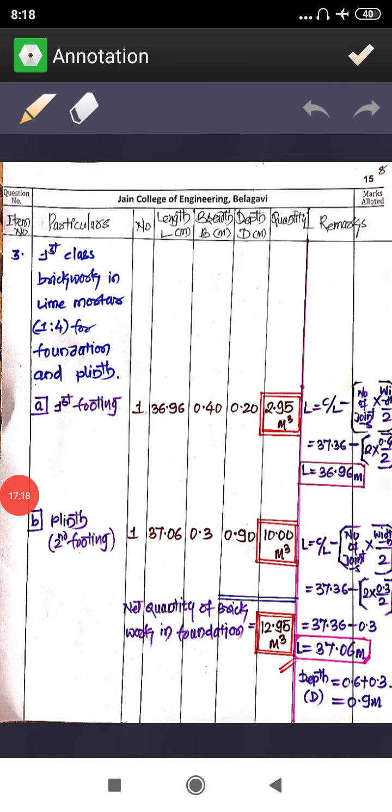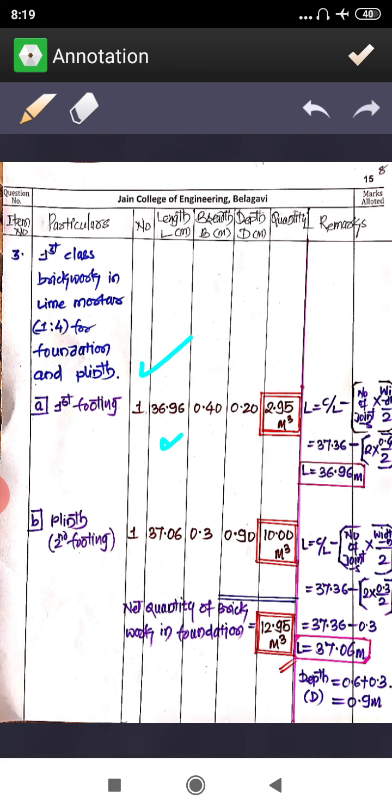Now the first footing quantity. First, you are supposed to determine the length. I have written that length here: length is equal to total center line minus number of joints into half of width of the particular footing. Here the width is 0.4. Total center line is 37.36, number of joints are 2 into 0.4 by 2, so you will have a length of 36.96 meters. That length I am going to use to determine the quantity. So number is 1, length is 36.96, width is 0.4, depth is 0.2, and the quantity is 2.95 meter cube.